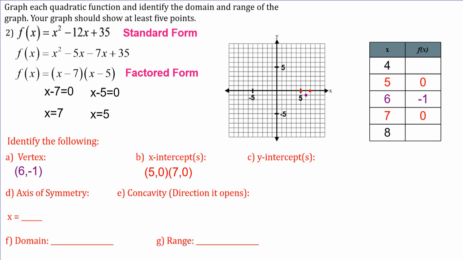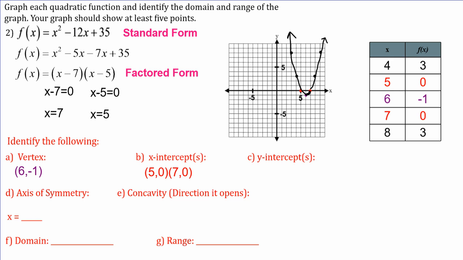Just like we did for the vertex, take those values of x and put them into the function and see what you get out. So I chose a 4 and an 8. By doing so, I found out that the outputs were both 3. If you decided to go with the 3 and a 9, their outputs are 8. So we definitely have a good set of data points to create the curve of our parabola, and we can draw that in.